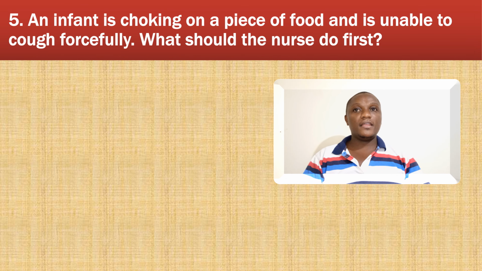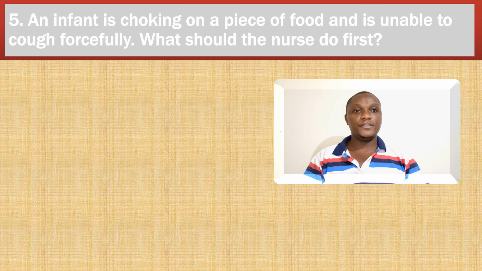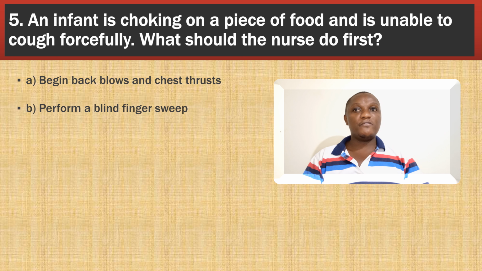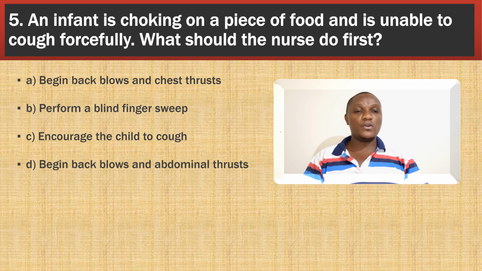Question 5. An infant is choking on a piece of wood and is unable to cough forcibly. What should the nurse do first? A. Begin back blows and chest thrusts. B. Perform a blind finger sweep. C. Encourage the child to cough. D. Begin back blows and abdominal thrusts. Pick your answer.